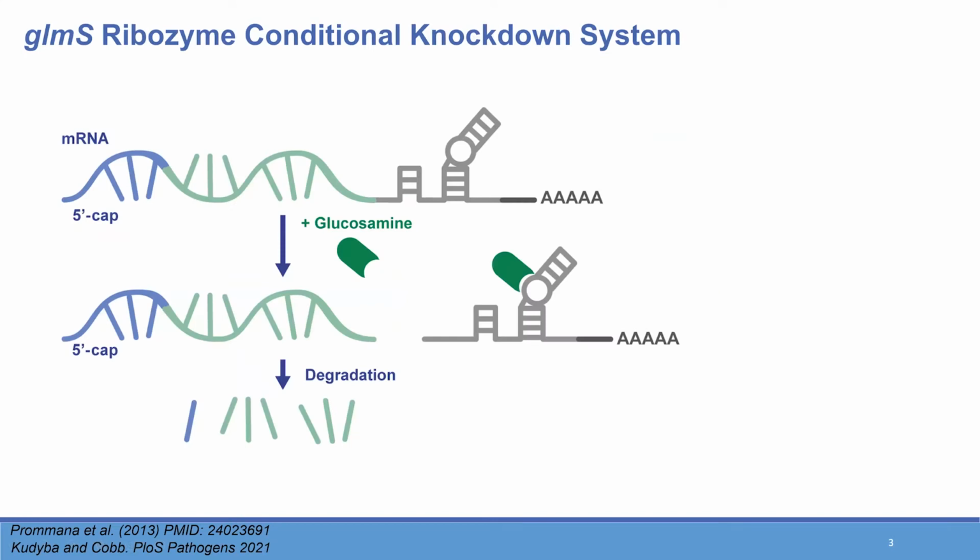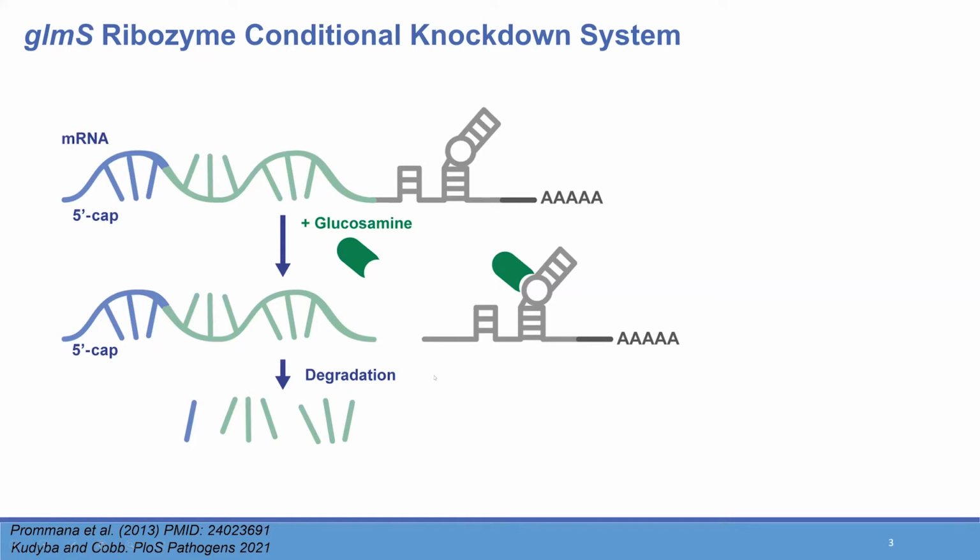So my work thus far, and what I'll be talking about today, has been focused on adapting the ribozyme system to the mosquito midgut stages, which allows for knockdown at the mRNA level. The way that this system works is that you insert the ribozyme sequence after the coding region of your gene of interest. Following transcription, the resultant chimeric mRNA contains the ribozyme. This ribozyme is inactive in the absence of glucosamine. However, if glucosamine is added, it binds and activates the ribozyme, resulting in mRNA cleavage and therefore knockdown of protein expression.